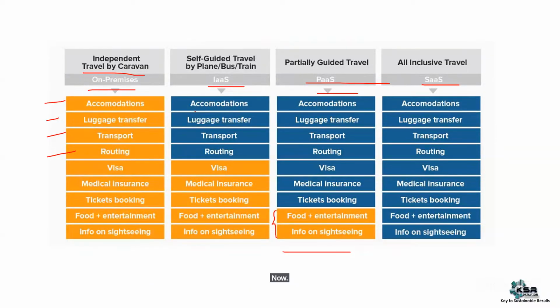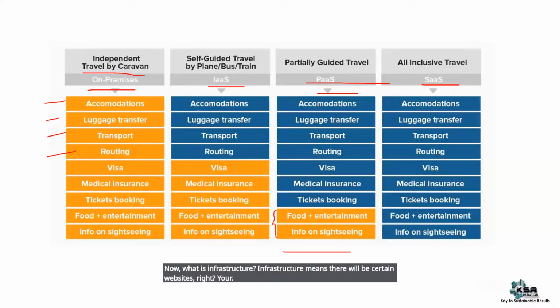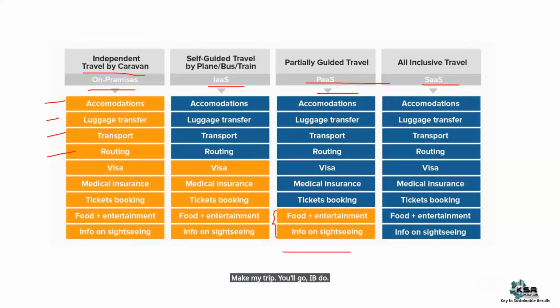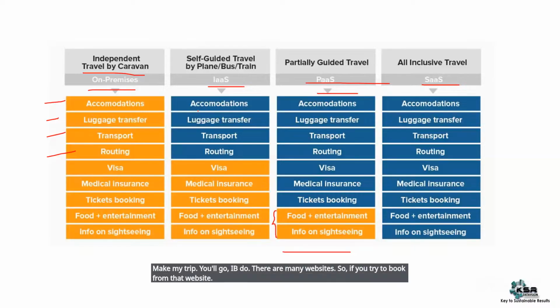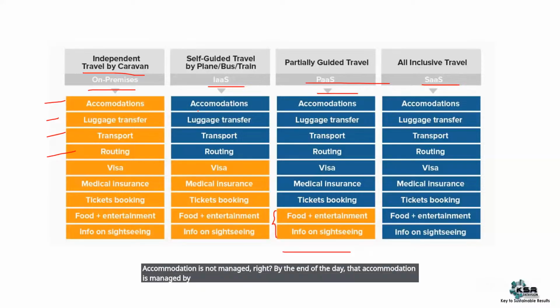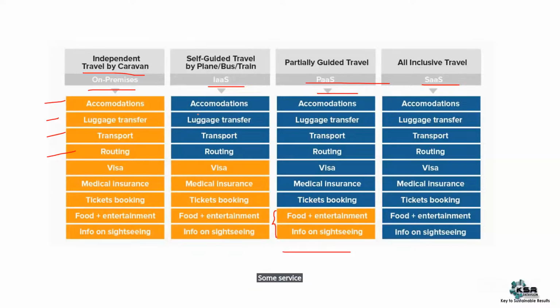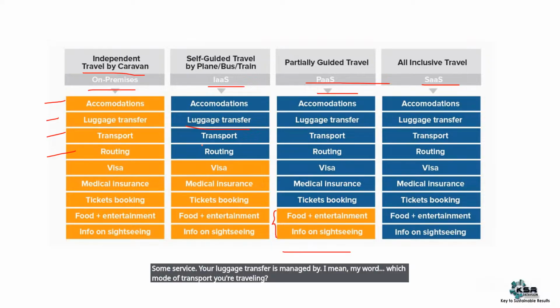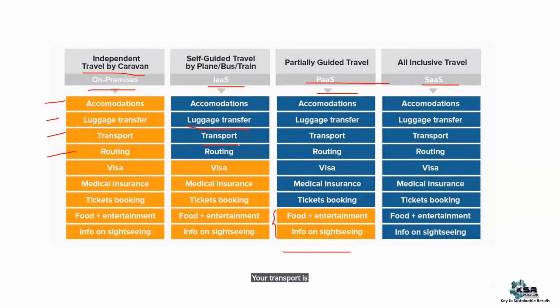Now, what is infrastructure? Infrastructure means there will be certain websites, right? Your Make My Trip, your Go IBGO. There are many websites. So if you try to book from that website, accommodation is not managed, right? At the end of the day, that accommodation is managed by some hotel, some service. Your luggage transfer is managed by the mode of transport you're traveling by. Your transport is also how you would move from one location to a different location.